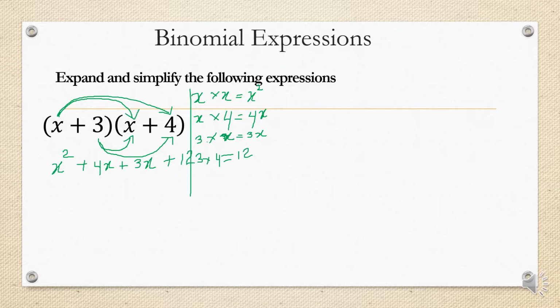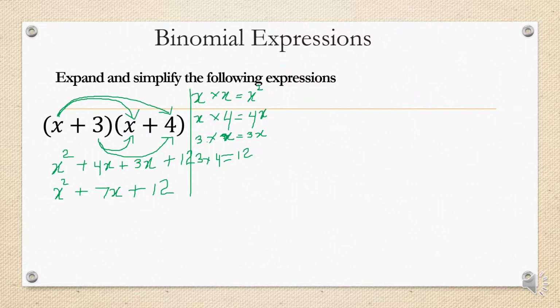And as we know in algebra, we can group all like terms. We have one term in x squared, it will stay by itself. How many x's do we have? 4x plus 3x will give us a total of 7x, plus our only constant term here is 12. And this is the answer we got.